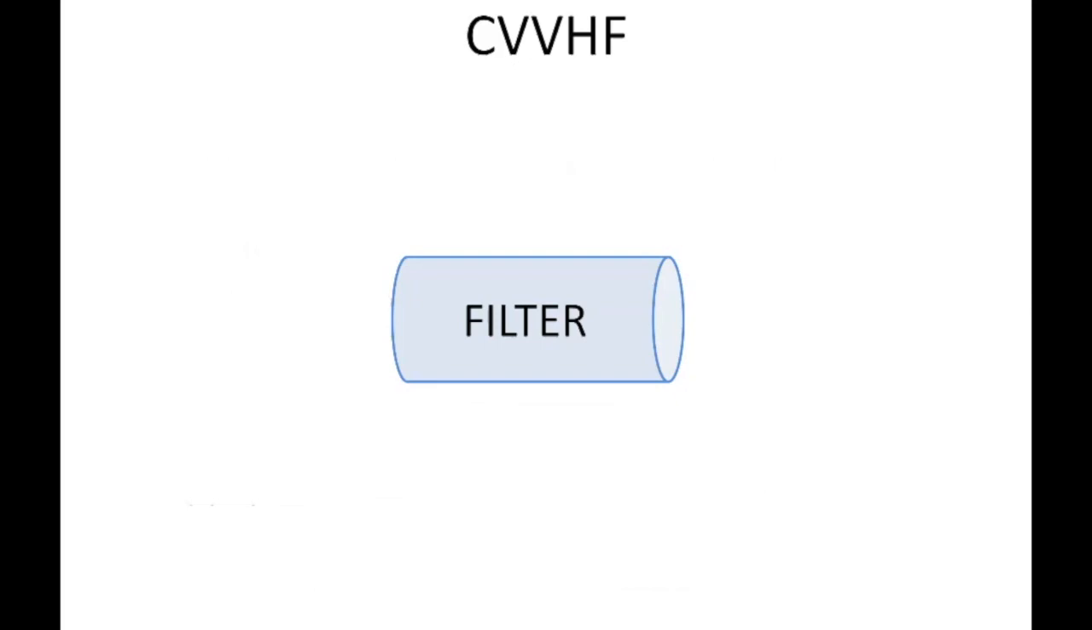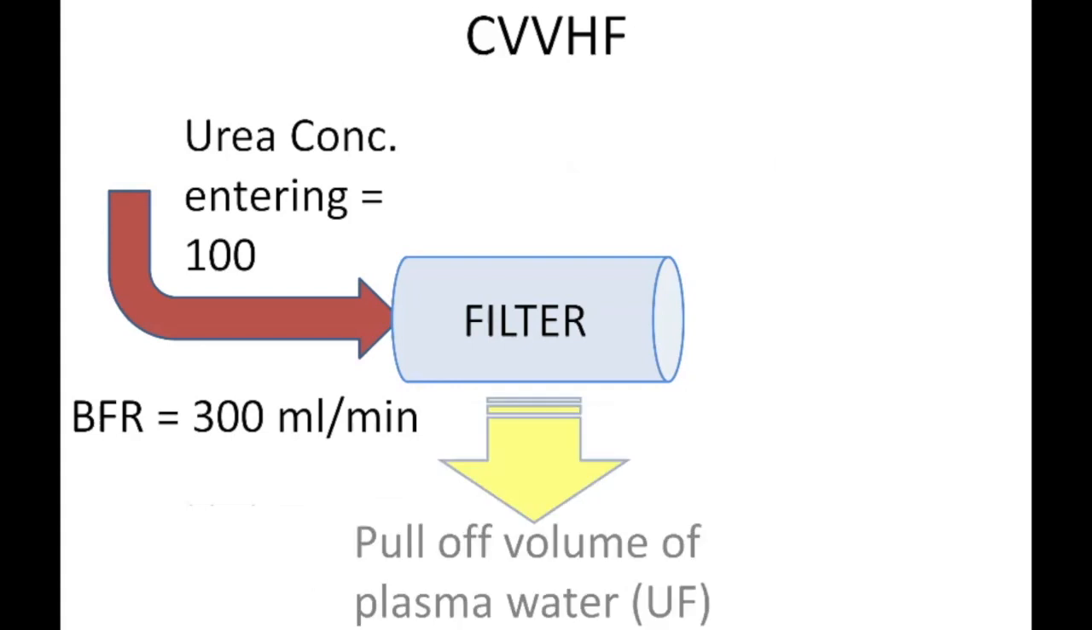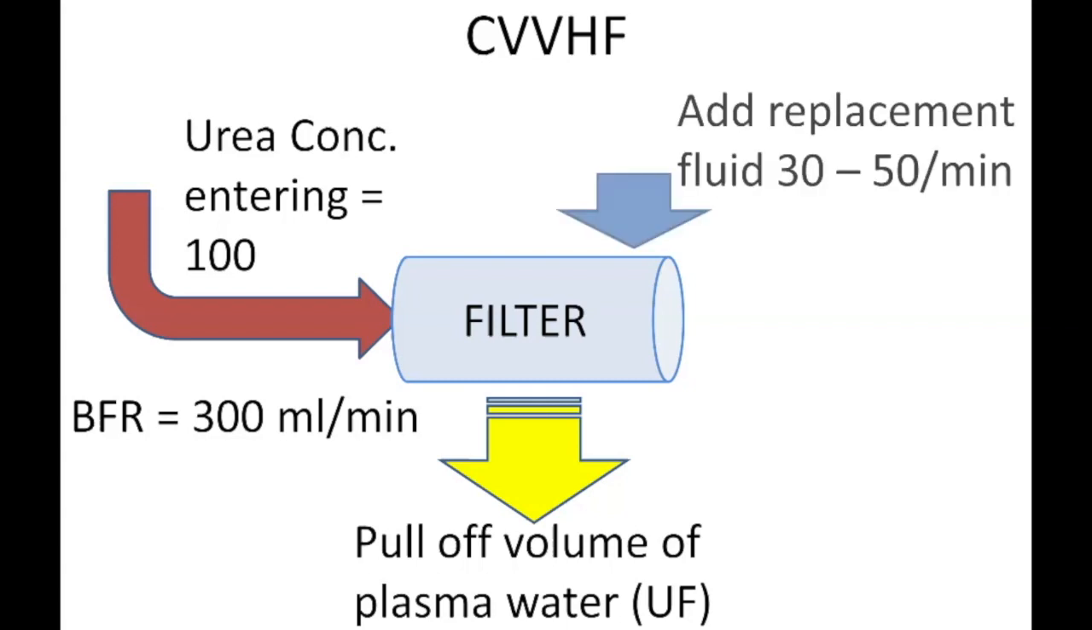So here's just kind of a cartoon. We have a filter. Remember, in hemofiltration or ultrafiltration with convective clearance, we don't have dialysate. We're not doing diffusion or movement down concentration gradients. What we're doing is taking blood, coursing it through the filter. Our next step then, and this is kind of the classical model, is we'll pull off some amount of water, some fraction of that. So if the blood flow is coming in at 300 mLs per minute, we might remove 50 cc's of plasma water out of here.